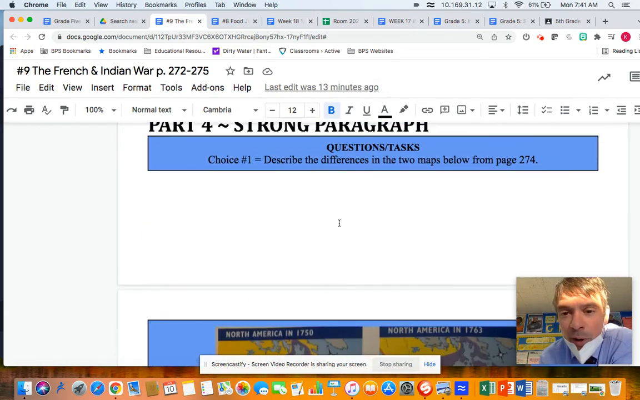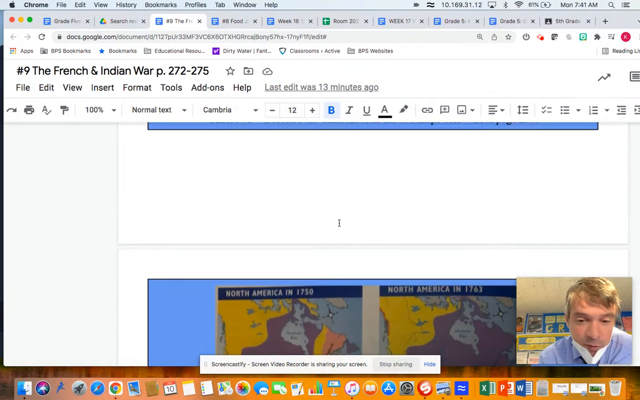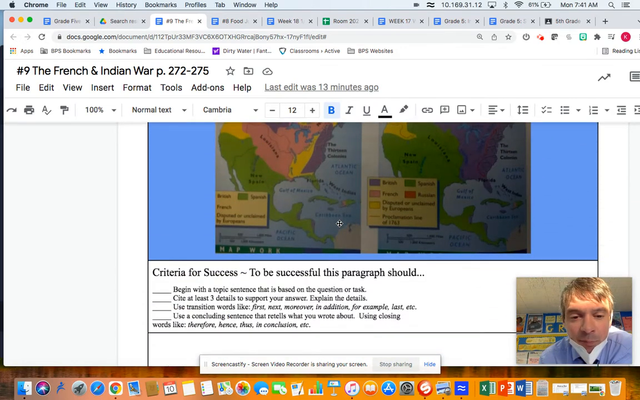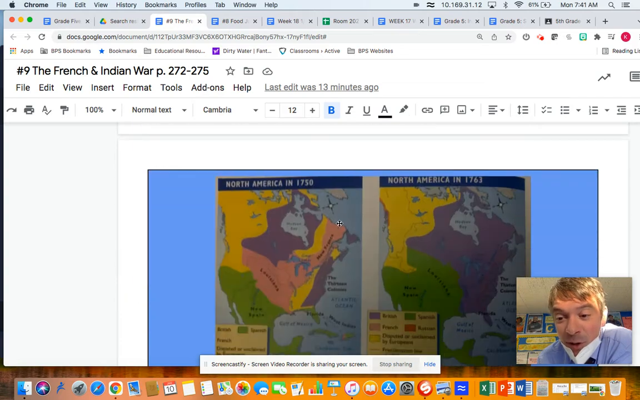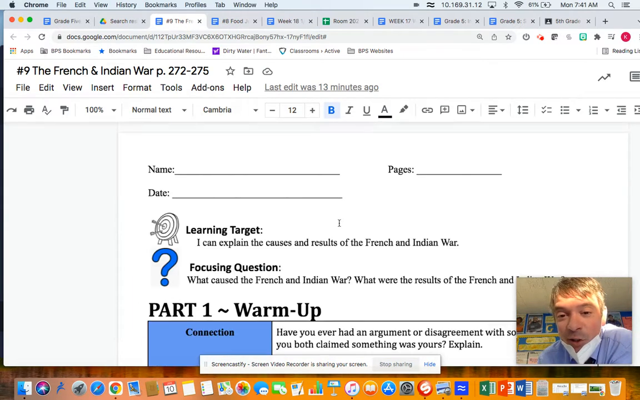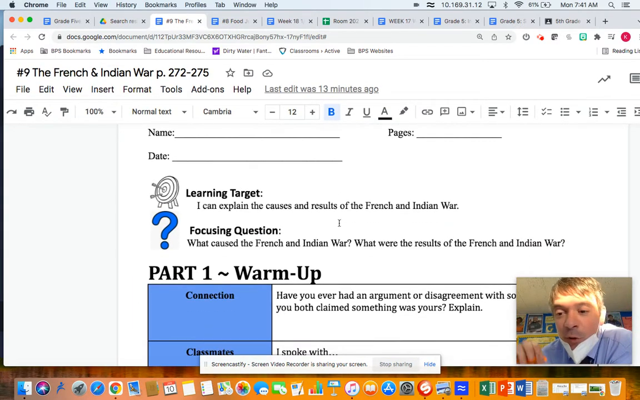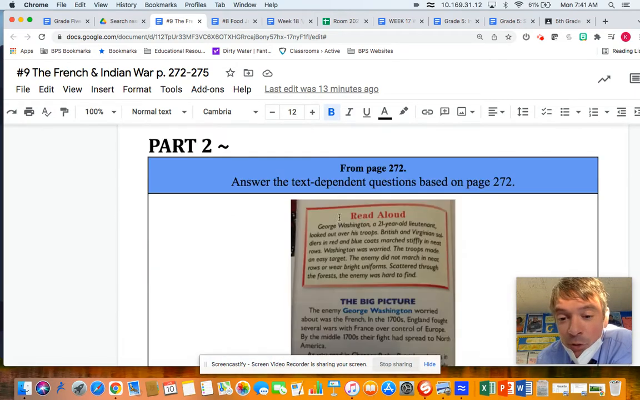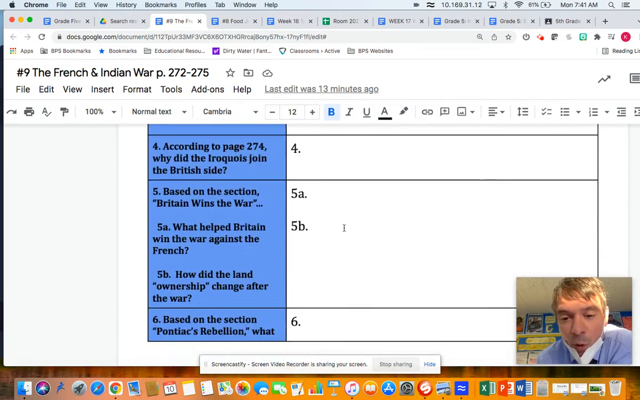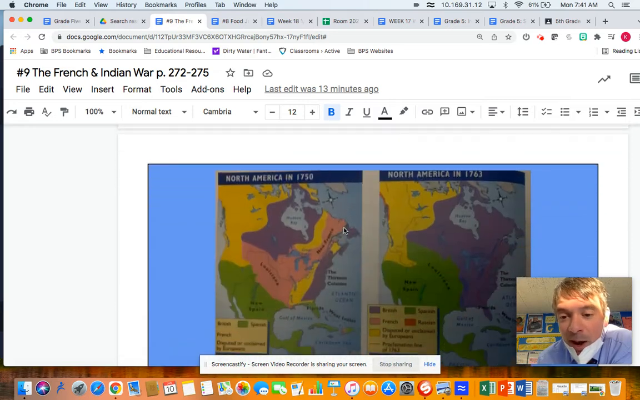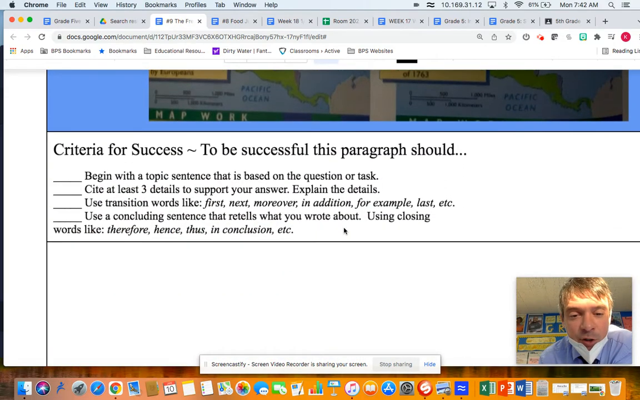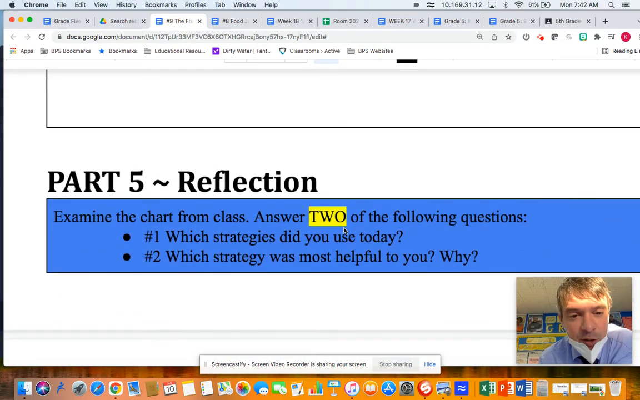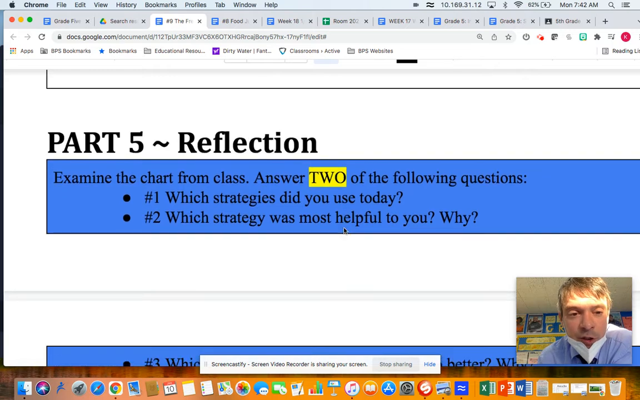There's no choice, but you're looking at these 2 maps and you're going to explain basically what the differences in the maps are. So like what happened? And this connects back to your learning target of explaining the results. This map shows the results basically of the war, what happened, how the land changed, or who changed over, who was claiming the land. You're writing a strong paragraph, and then there's a final reflection to answer from this chart.